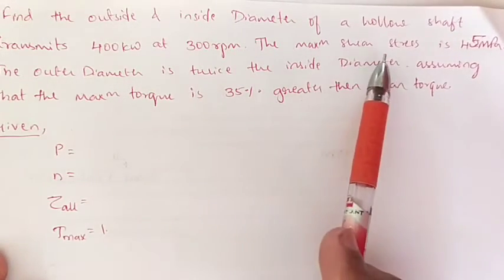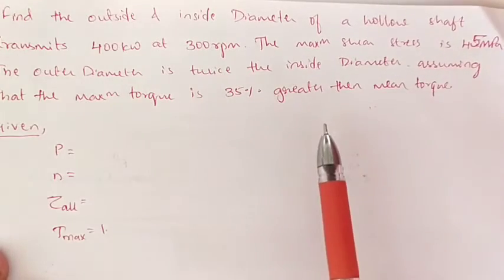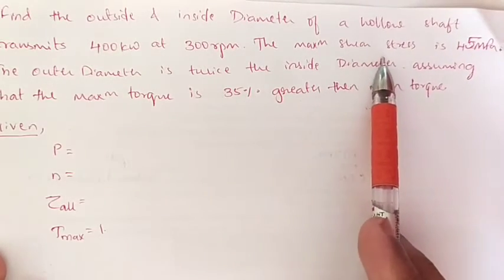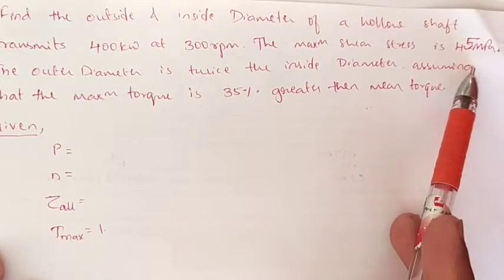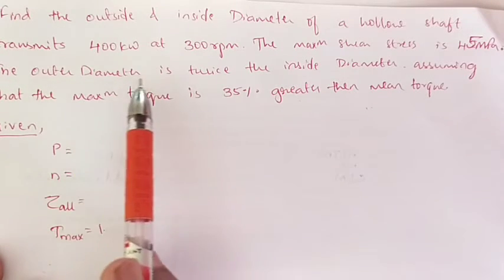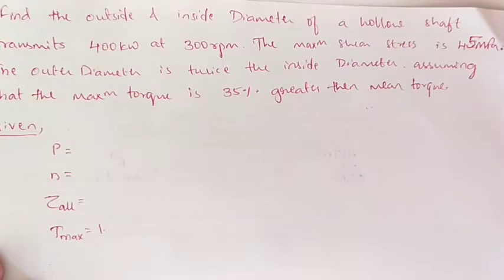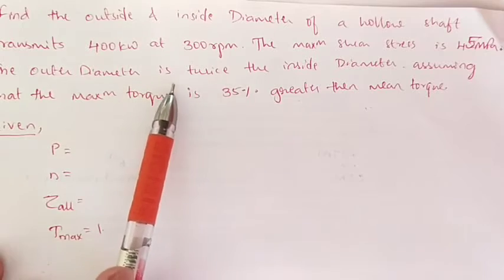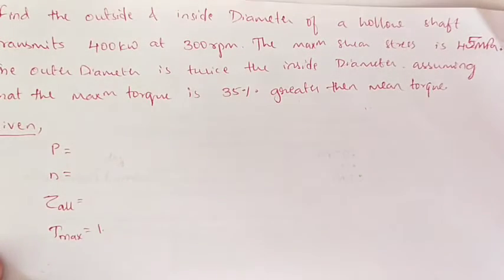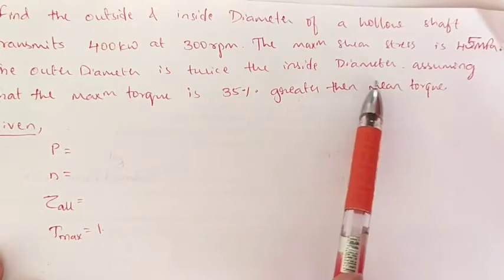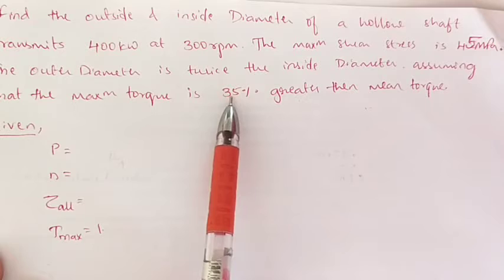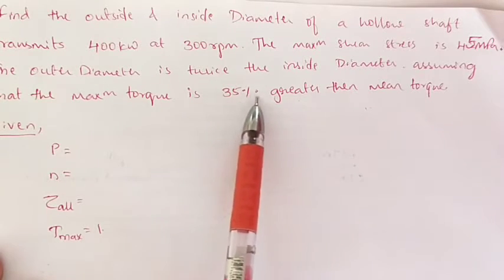The maximum shear stress is 45 megapascal. That means the allowable stress and maximum shear stress are both the same, 45 megapascal. Here the K value is not given. Instead of giving the K value, he is telling that the outer diameter is twice the inside diameter. Assuming that the maximum torque is 35% more, 35% means you should take 1.35.